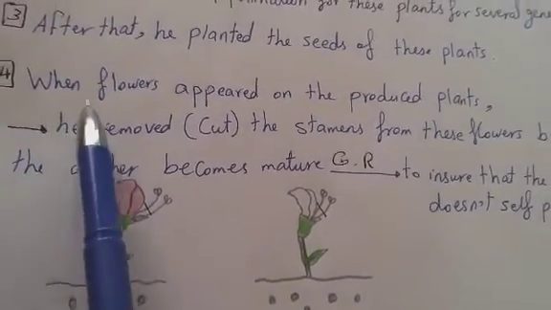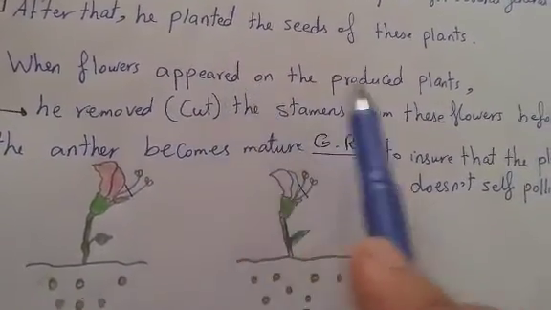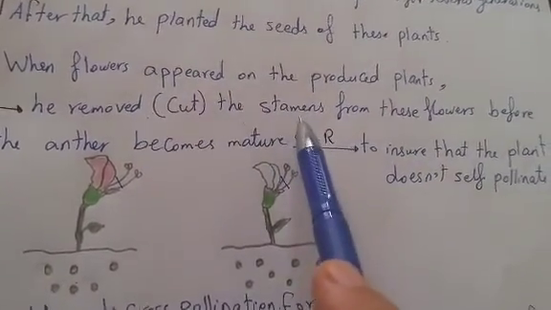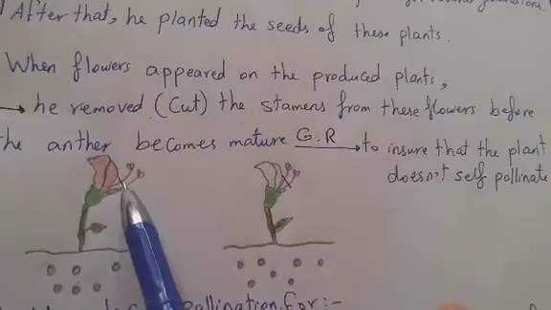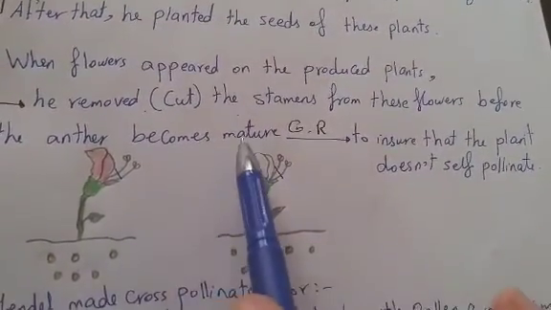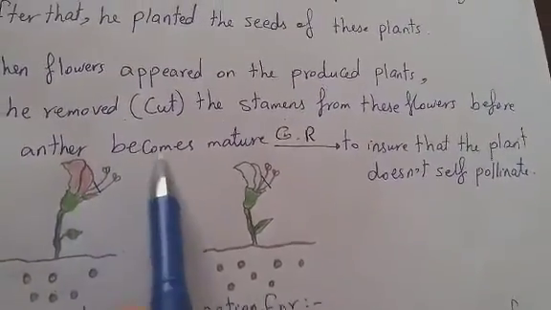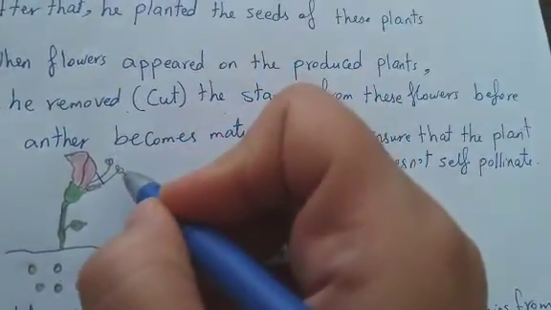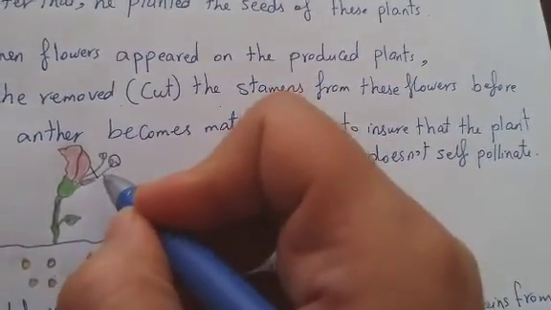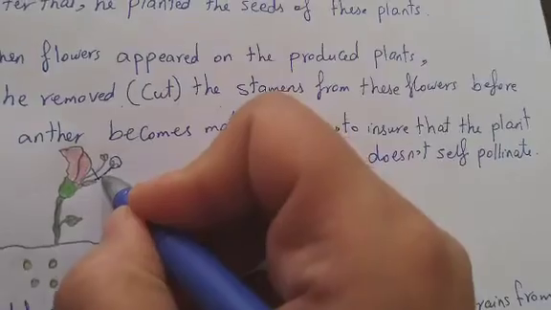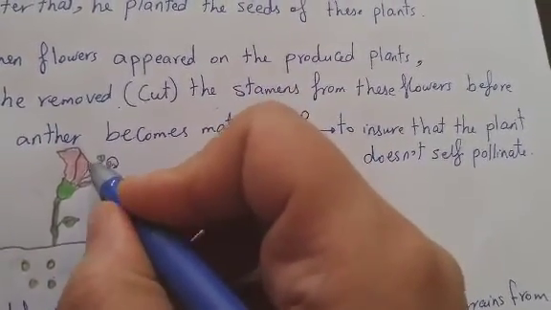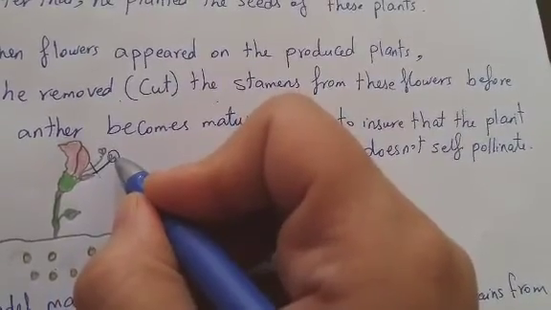So number 4 here: when flowers started to appear on the produced plants, he removed or cut the stamens, the male reproductive part of the plant, before the anther becomes mature. Where is the anther? This is the anther part. So here we have the stamen. The stamen consists of the filament, like a stem, and the anther. So he cut all the stamen before the anther became mature.